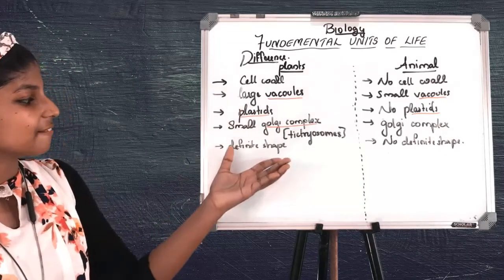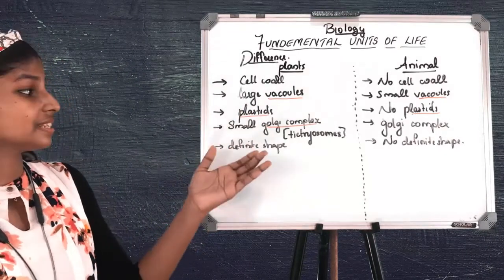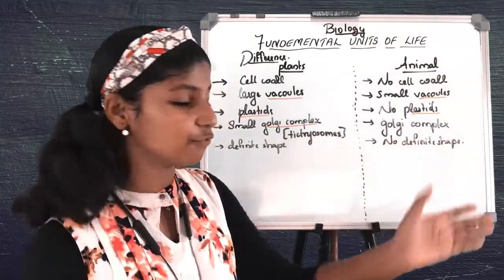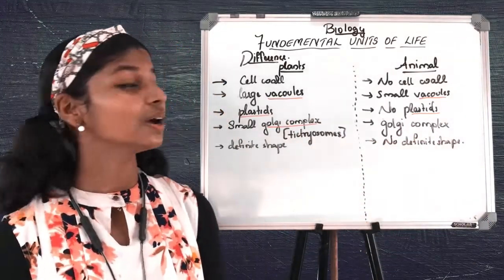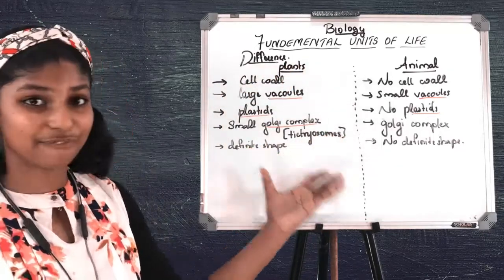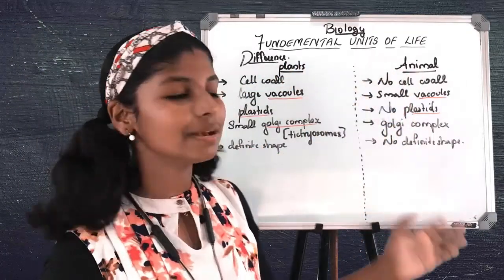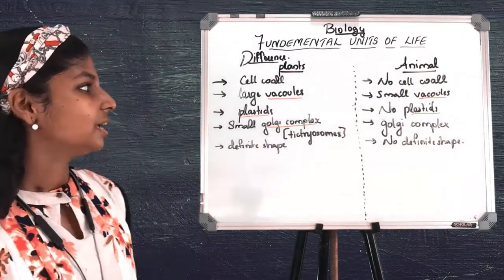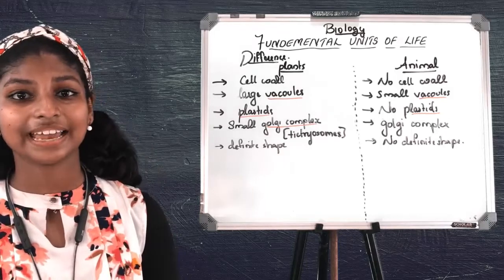Now the last difference is that plant cells have a definite shape, and animals have no definite shape. Why so? Because plants have a cell wall, so they have a definite shape, but animals lack a cell wall, so they do not have a definite shape. Now we can look at the diagram of both.